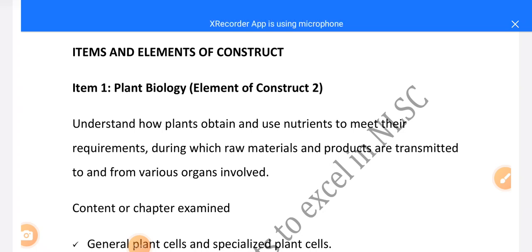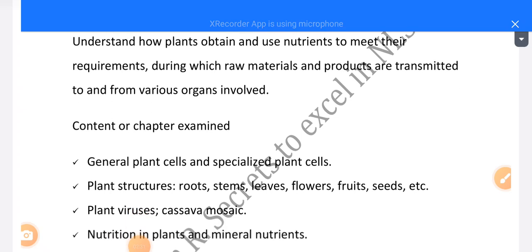Now a learner should understand how plants obtain and use nutrients to meet their requirements, during which raw materials and products are transmitted to and from various organs involved. Now here, a student must know how plants obtain and use their nutrients in this item, as we are going to see. So what do we expect? What are the content or chapter examined in this item 1?